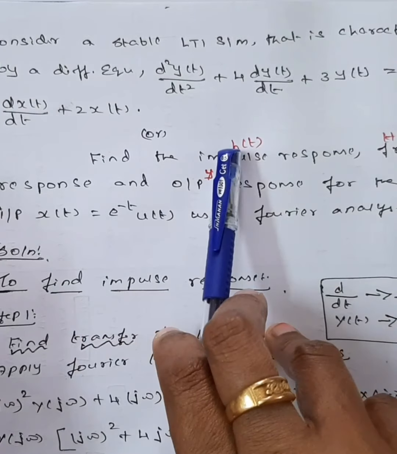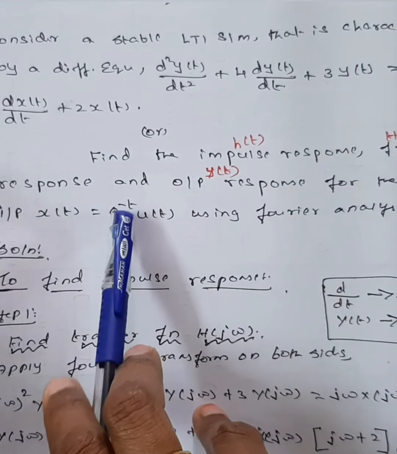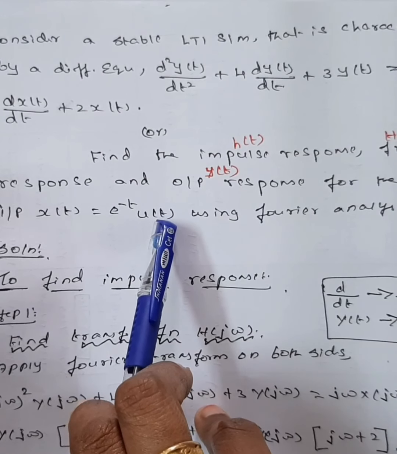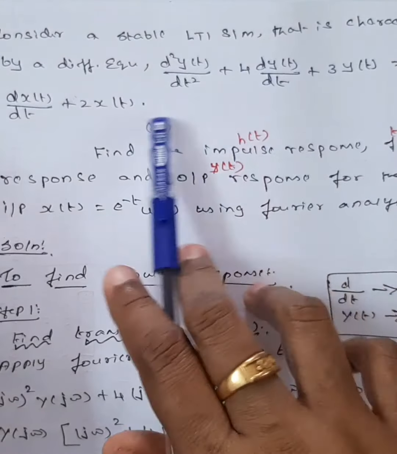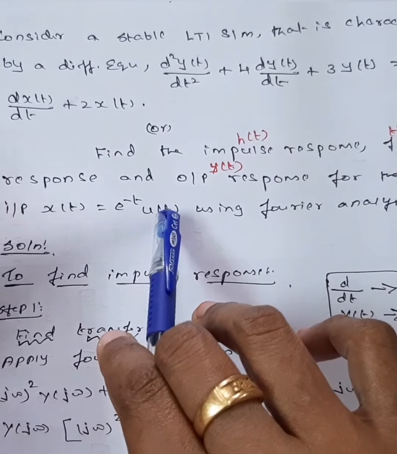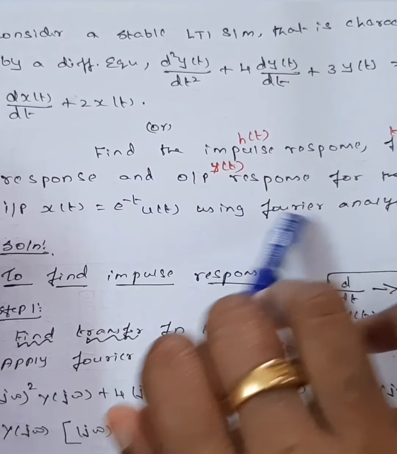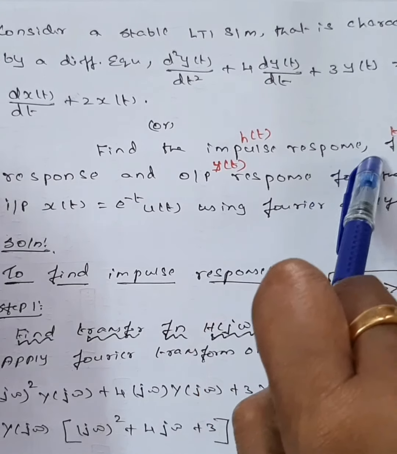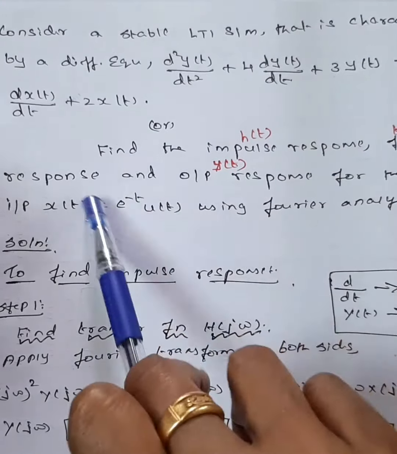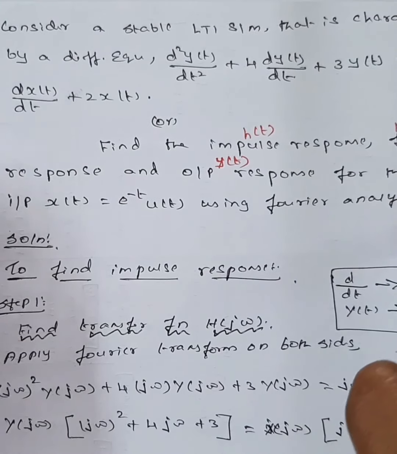find the impulse response, frequency response and output response for the input e power minus t u of t using Fourier analysis. Okay, so they have given this differential equation and they are asked to find the impulse response and frequency response using Fourier analysis. So why are they taking Fourier analysis? Because they have asked to find the frequency response. So in order to find the frequency response, you want to take the Fourier analysis.